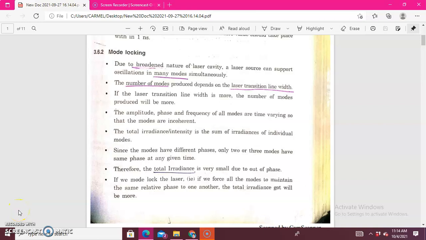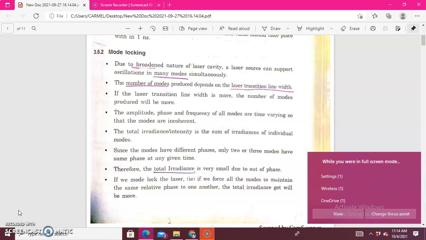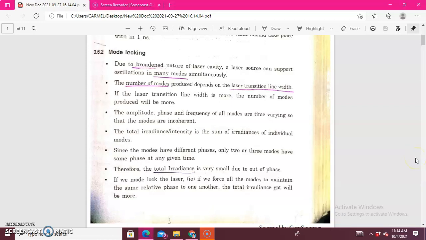In today's class, we are going to see about mode locking. So, mode locking is another pulsing technique. Using mode locking, we can create an ultrashort wave signal. Already in the previous class, we have studied about Q switching.